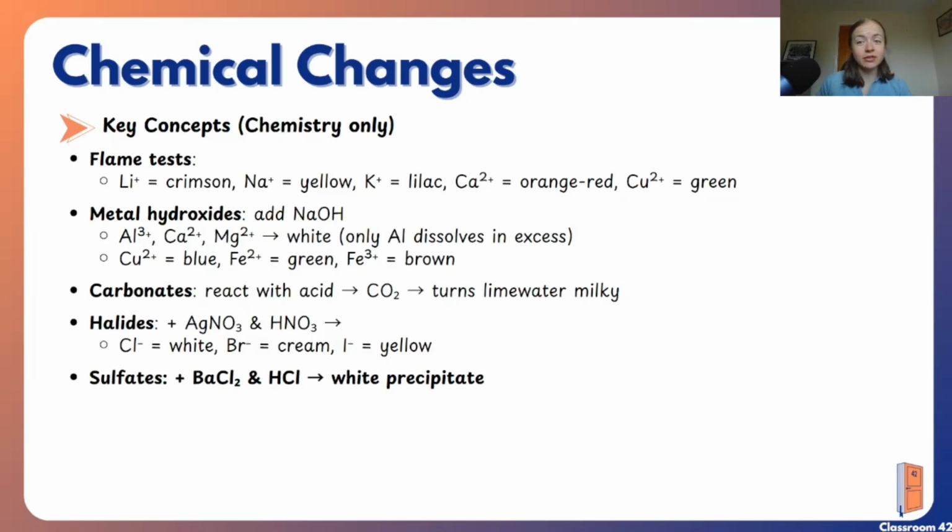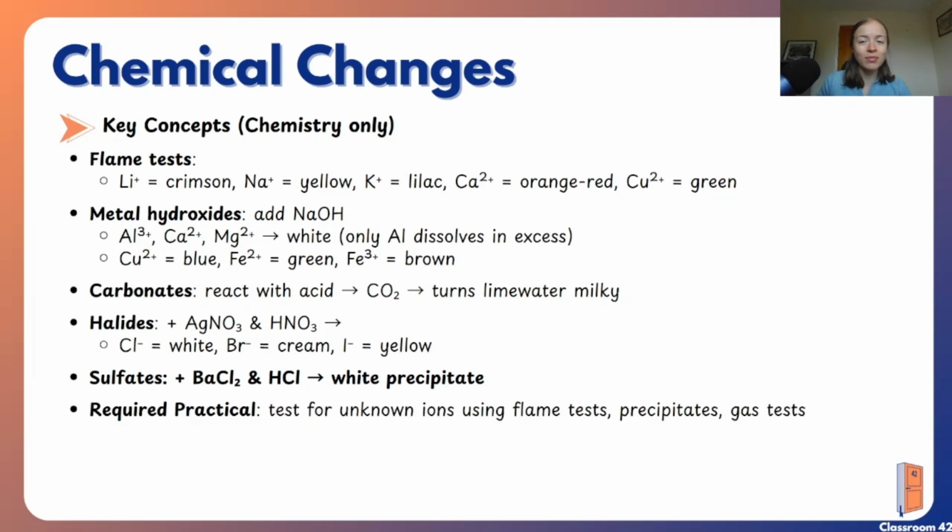You also need to know the test for sulfates, so that's barium chloride plus hydrochloric acid, and if it's a sulfate, a white precipitate will be produced, and that's also a very important one to remember. And then overall, it's just being able to apply those to your required practical situations. So the test for unknown ions using either the flame test, precipitate, or gas test. Often these will all be used in turn, and then you'll have a collection of unknown ions, and you need to do each of these tests on each of them in order to deduce which one's which.